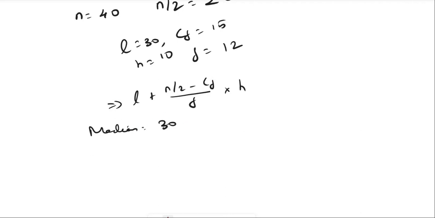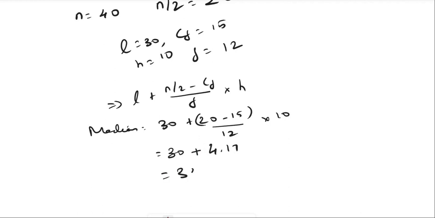We get 30 plus, since we already calculated n by 2 as 20, minus 15, divided by 12, into 10. So obviously we get 30 plus 5 by 12 into 10, and 5 by 12 we get 0.4, and the answer is 4.17. Totally it is 34.17. So the median value of the data set here is 34.17.